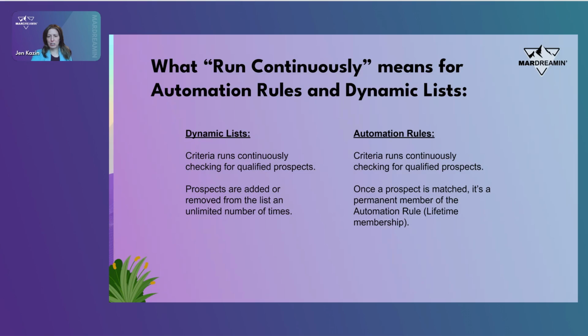But if you look at the bottom of an automation rule, once a prospect is matched, it's a permanent member of the automation rule. Basically, I used to say you get lifetime membership. So once you match to an automation rule, it's matched.